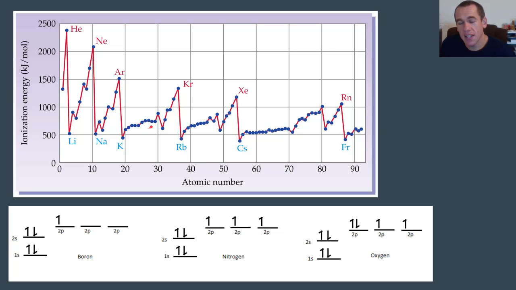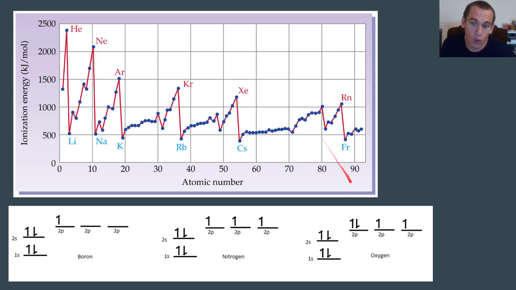Okay, so you can see these trends across the periodic table, and you can find your alkali metals. They're labeled here, but they're the ones that have the lowest ionization energy. They're the ones that are easiest to ionize. They're the ones that are easiest to pull electrons off of. You can also find your noble gases. They are up here at the top. Noble gases are hard to pull electrons off of.